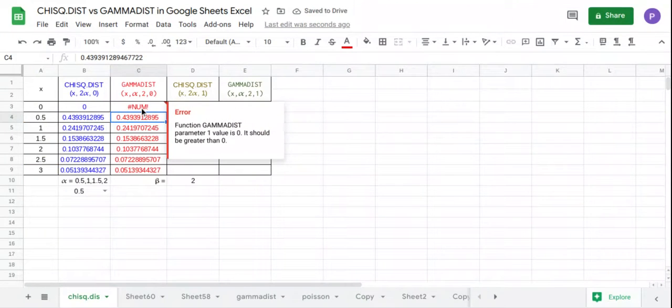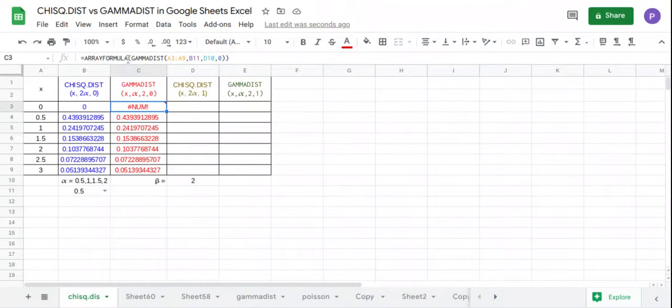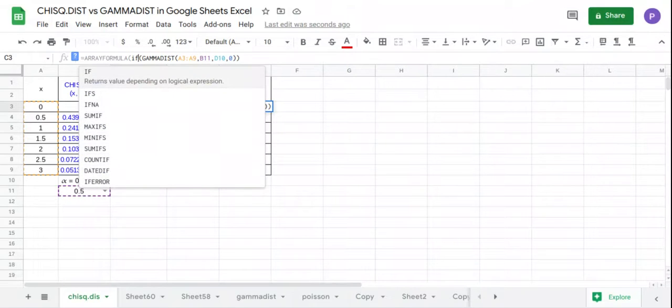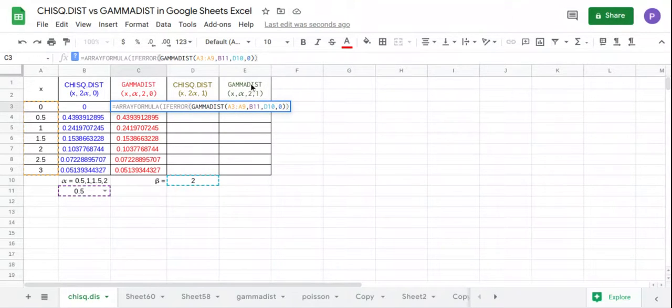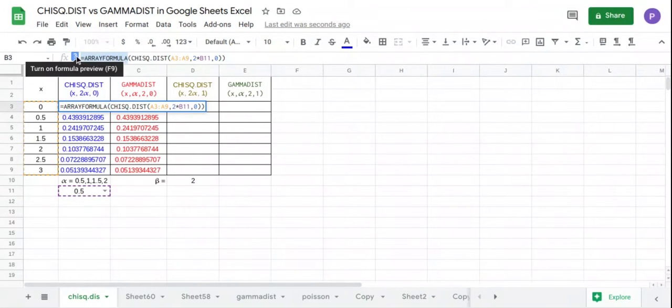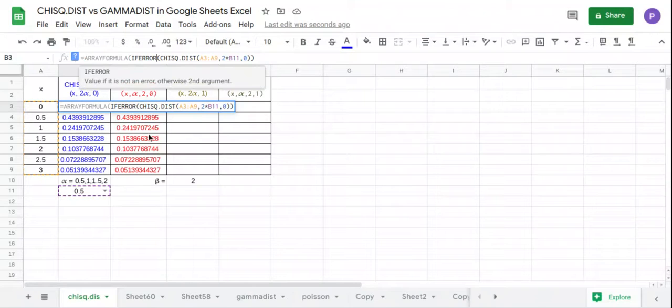And we correct this. There is an error, so we factor in IFERROR, comma, 0. Likewise, we're going to have this error as well, so we just factor it in and copy. We might as well copy this as well because we will have the same error.